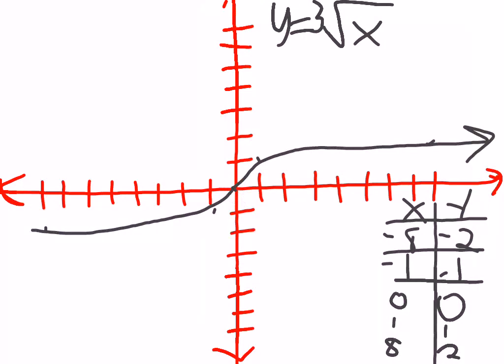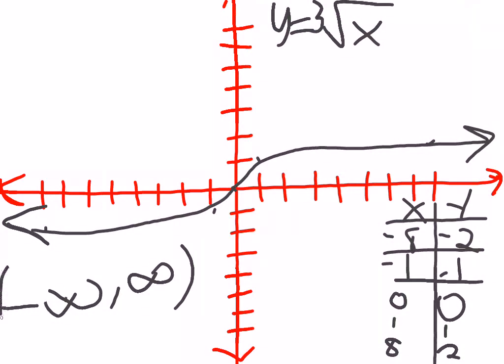We said its point of inflection was at 0, 0. Its domain, well, the graph never stops on the left. We can always take the cube root of negative numbers. So it looks like it exists all the way to negative infinity. And it's never going to stop on the right either, because we can always take the cube root of positive numbers. So it's going to exist all the way to infinity. So that's my domain, negative infinity to infinity.